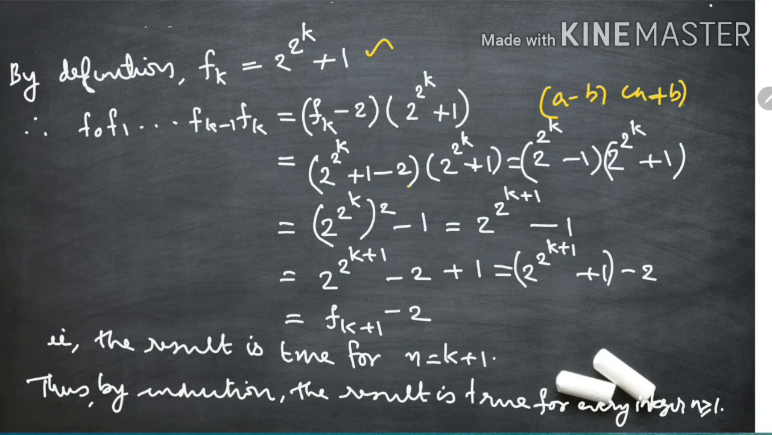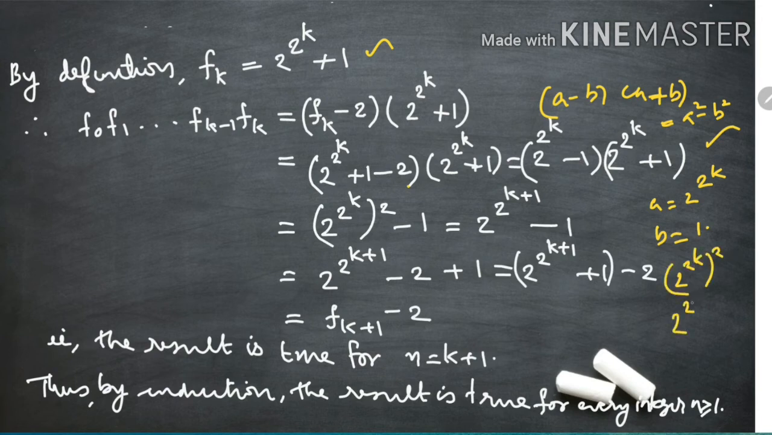Now what is the identity relating this? a minus b into a plus b is a square minus b square. Applying that, a means 2 raised to 2 raised to k, and b is equal to 1. So a square means 2 raised to 2 raised to k, whole square. This will be of the form 2 raised to 2 raised to k into 2, so that is 2 raised to 2 raised to k plus 1. So 2 raised to 2 raised to k plus 1, minus 1.